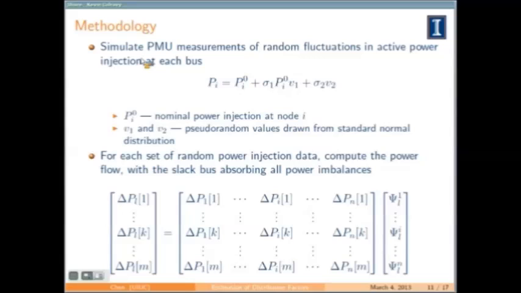And for each set of the random power injection data, we compute the power flow solution, and then in turn compute the power flow through the line that we're interested in. So with that, we created this matrix here, and then measured the resulting line flow based on each set of data, and then computed the ISFs from that.